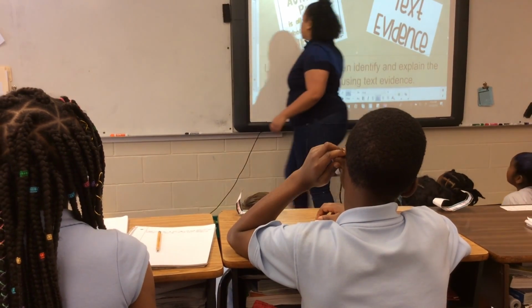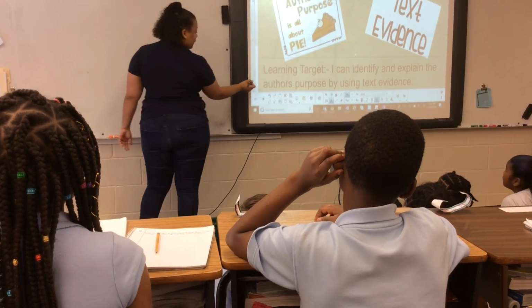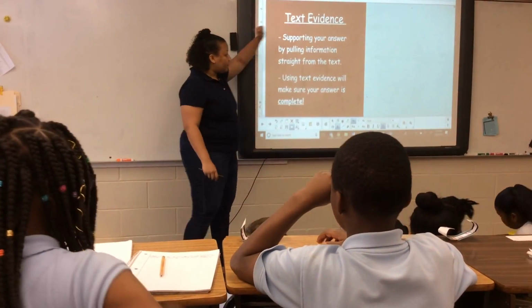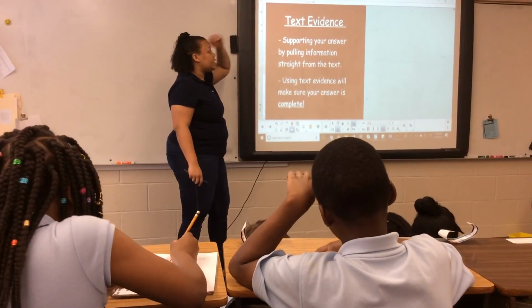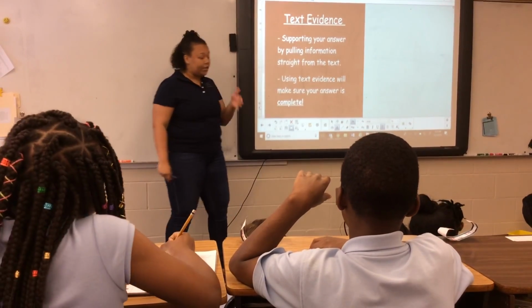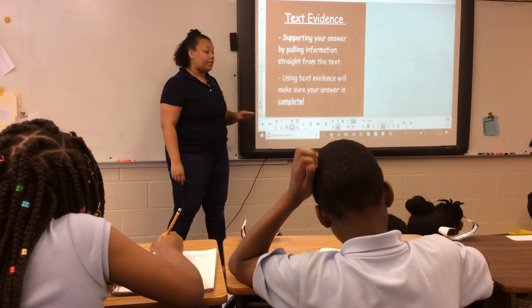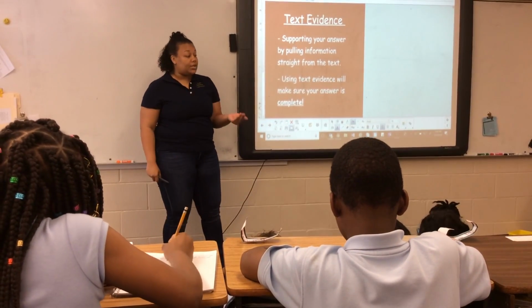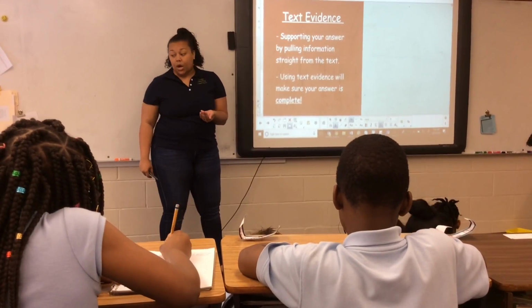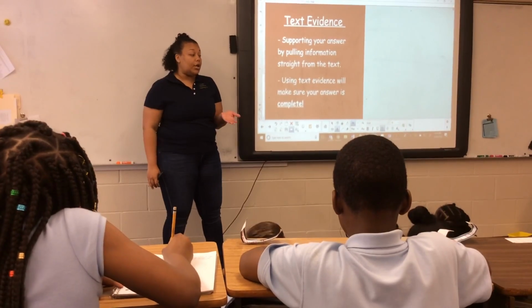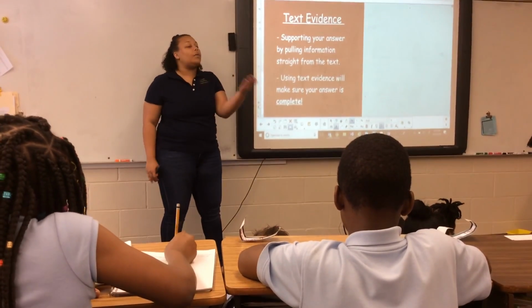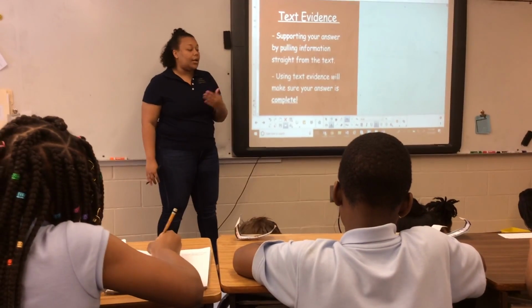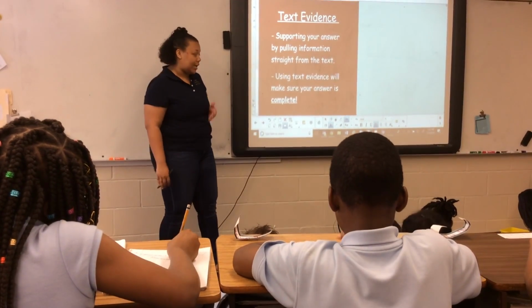Move this over to that side. There we go. Okay? All right, so text evidence. Please start writing this down. Text evidence basically just means you're supporting your answer by pulling information straight from the text. You're not pulling it from anywhere else. Just like how when we tell you to answer any type of reading questions on a reading passage, you go straight to the text. Whether you are highlighting it or underlining it, again, you're going straight to the text.